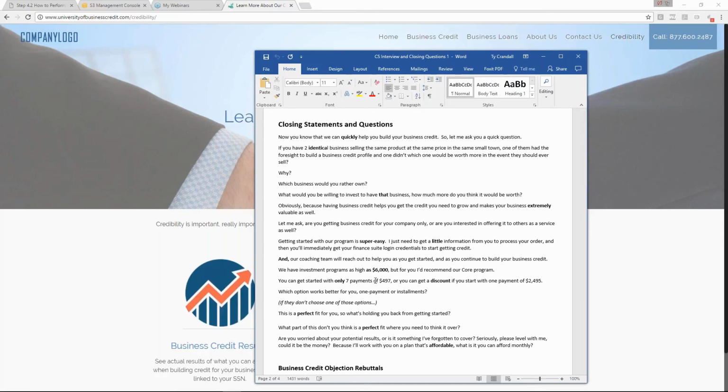If you have two identical businesses selling the same product at the same price in the same small town, one of them had the foresight to build a business credit profile and one didn't, which one would be worth more in the event that they should ever sell? And they're obviously going to say, well, the one with business credit. Now, remember, at this point, they've already seen the presentation. They've already seen what we could do. They've already started to think about high-limit credit accounts on their credit report. And I say, why? Okay, well, which business would you rather own? What would you be willing to invest in that business, and how much more do you think it would be worth?